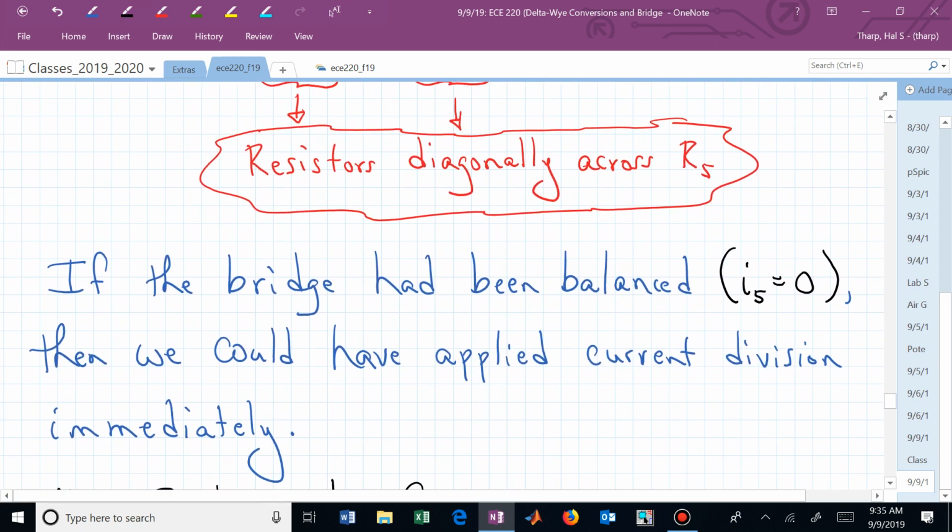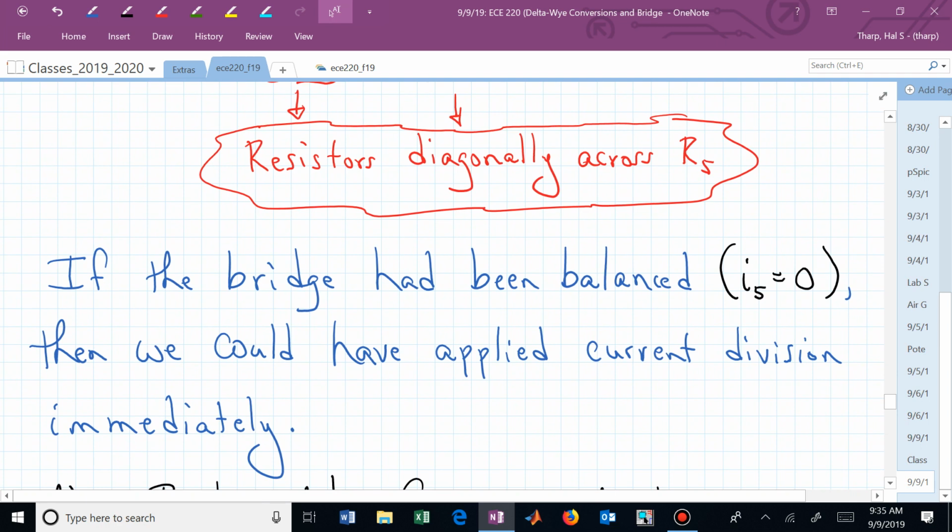If the bridge had been balanced, then the current through that bridge, I5, would have been 0, and then we could have applied current division immediately.